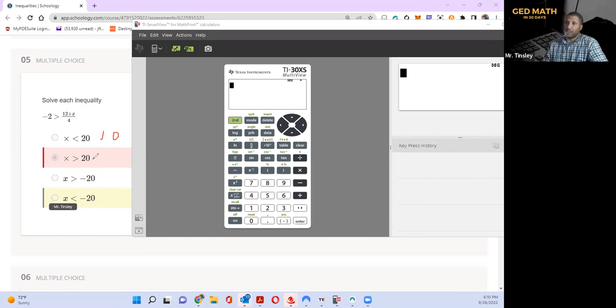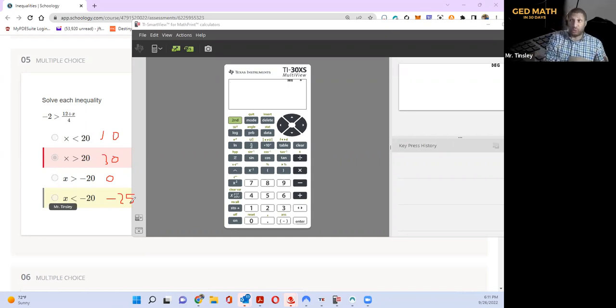Right? A number greater than 20, I don't know, 30. Nice whole number. A number greater than -20, I don't know, 0. A number less than -20, -25. Does everybody understand why I selected those numbers? Yes. Okay.